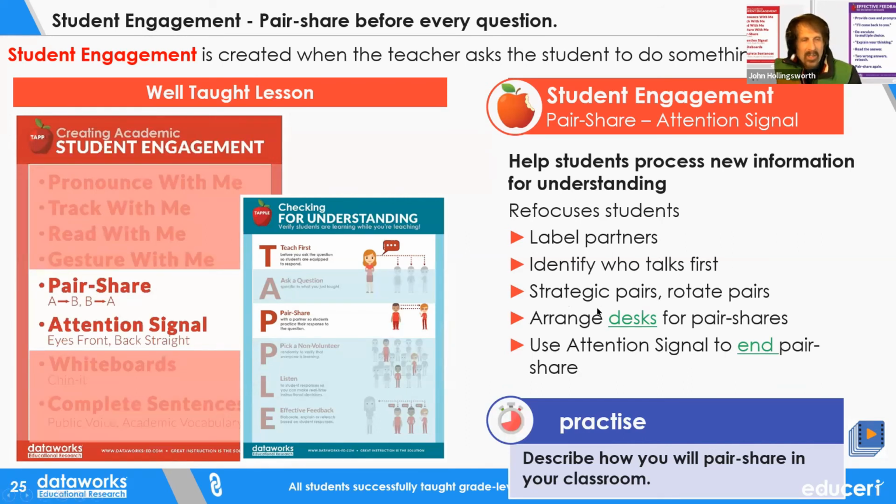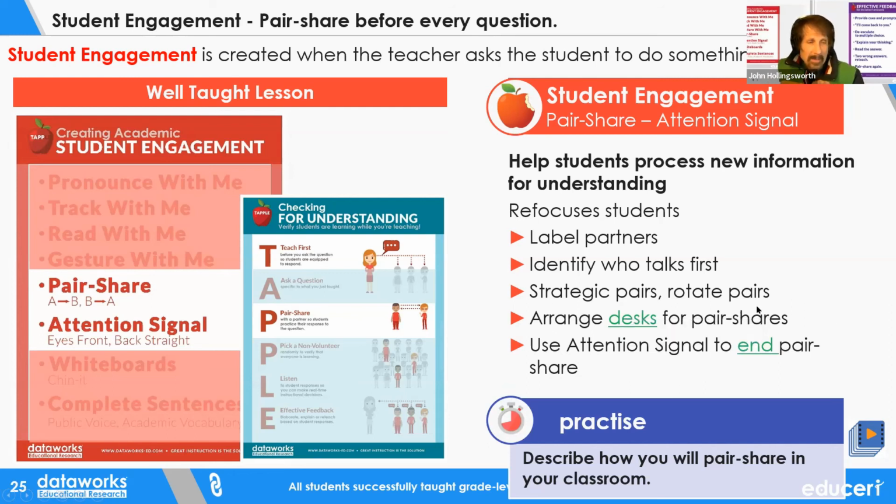Now, strategic pairs. You can't have the two lowest students together or the two highest students together. The research is actually 1 with 10, 2 with 11, 3 with 12, but that's too complicated. So just kind of mix up your students. Now, if you have trouble, discipline problems, hot spots, I think it's usually because you've got a couple of pairs that need to be split and give them some new partners.